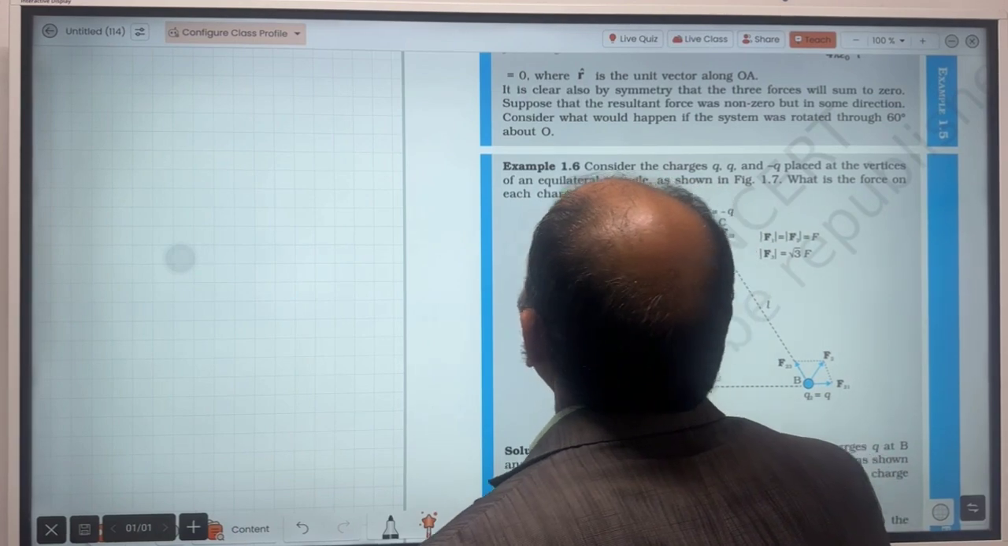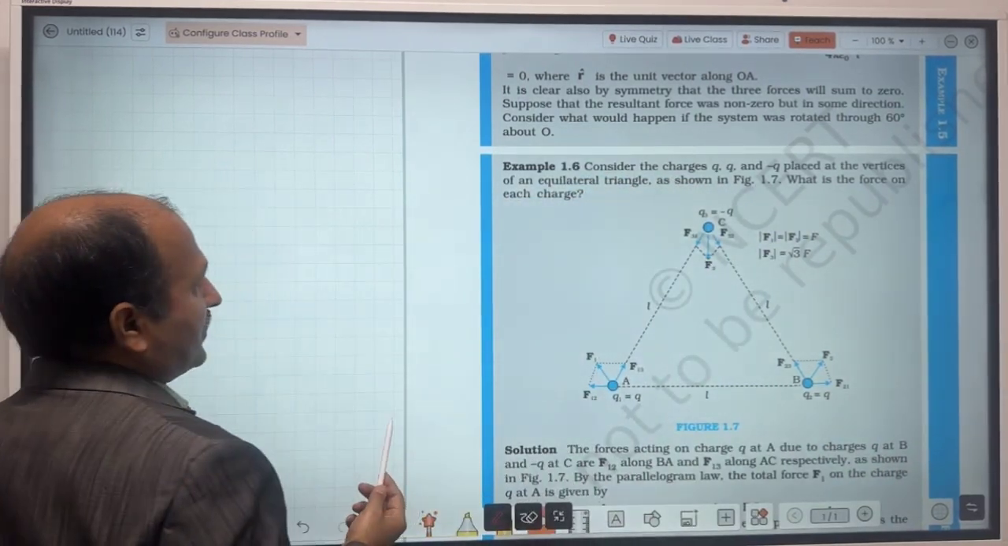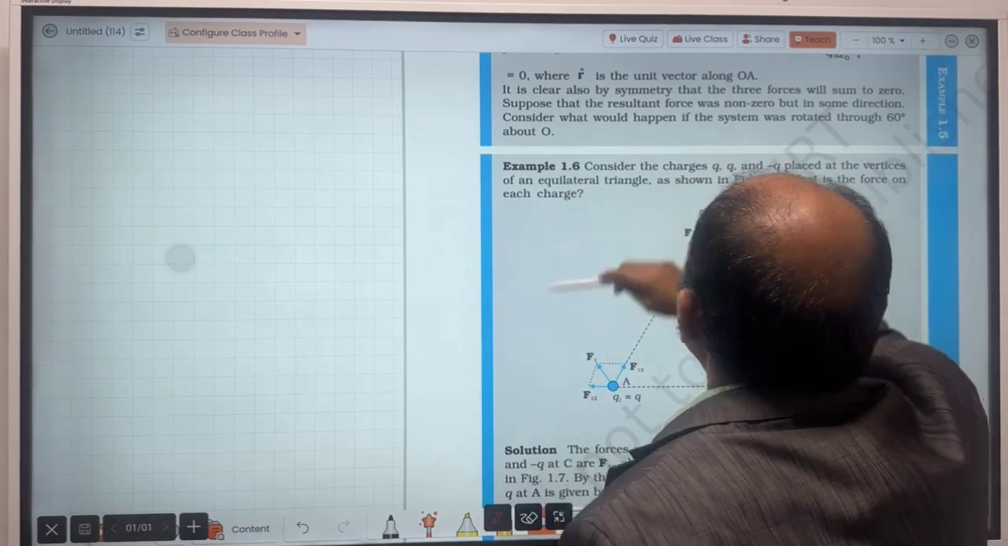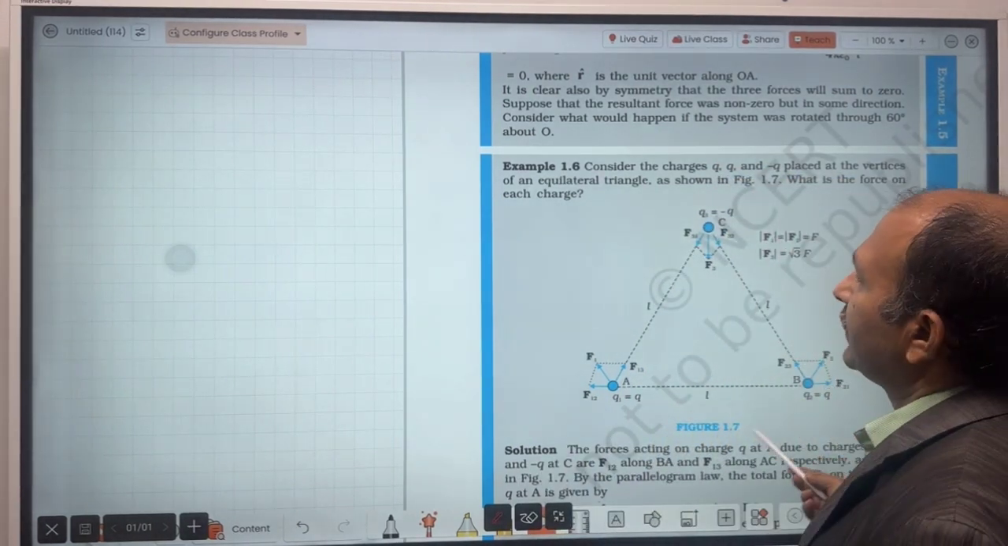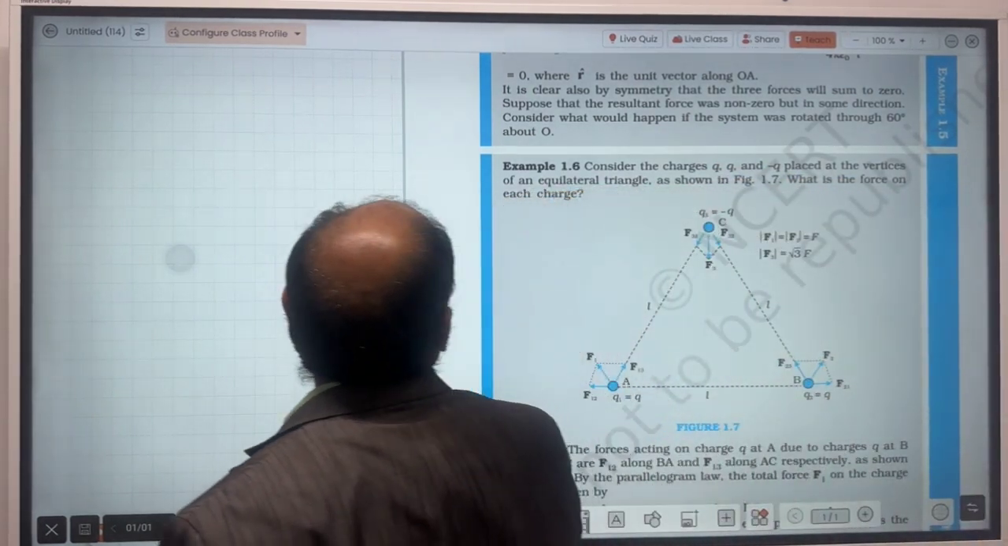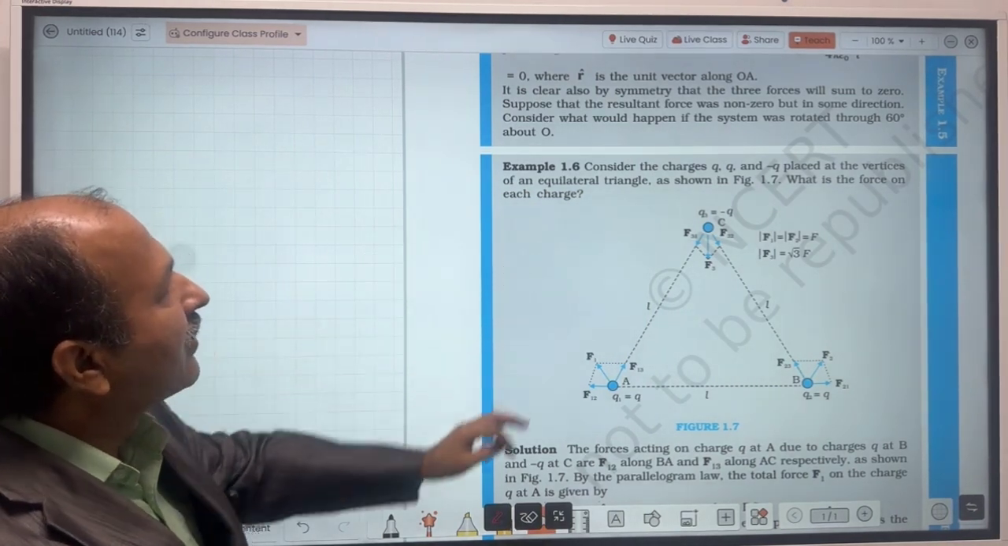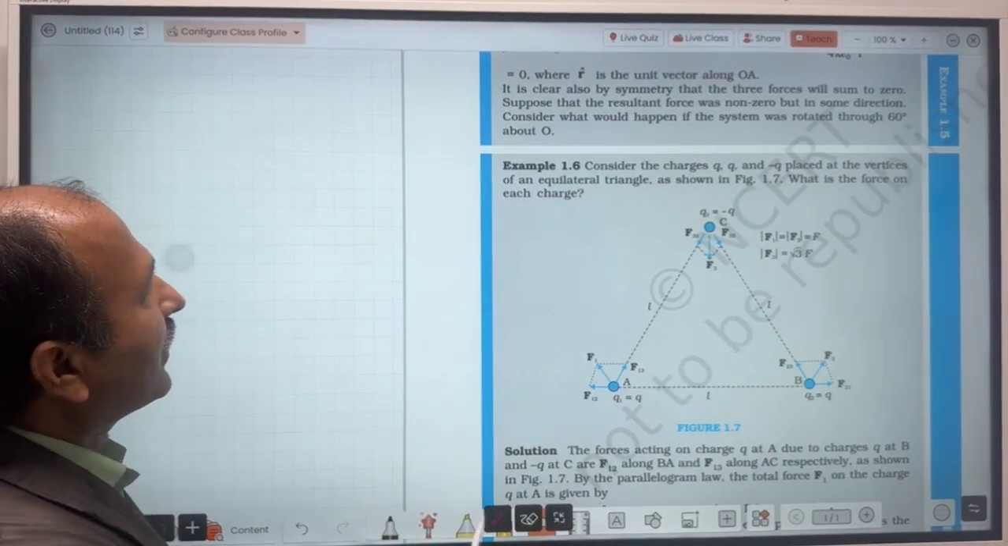Let's continue with physics of class 12. In the previous lecture, we have studied basic concepts and Coulomb's law. Now, we are going to analyze another example of the NCERT textbook.